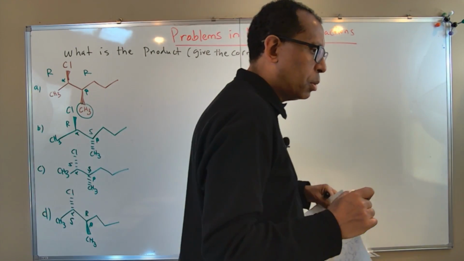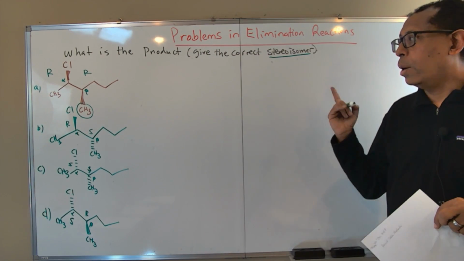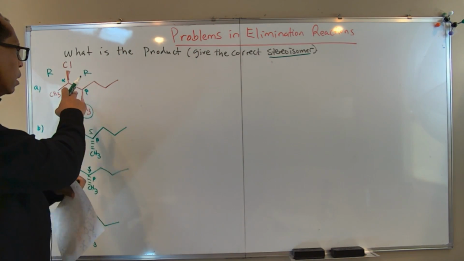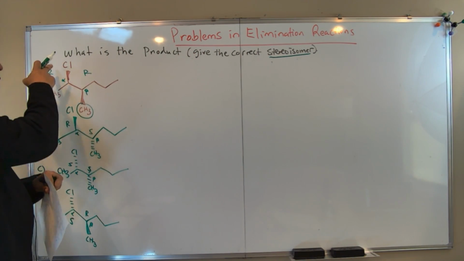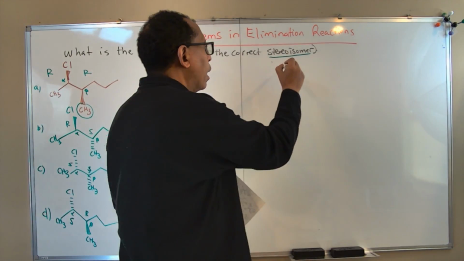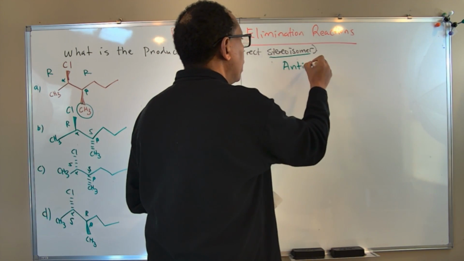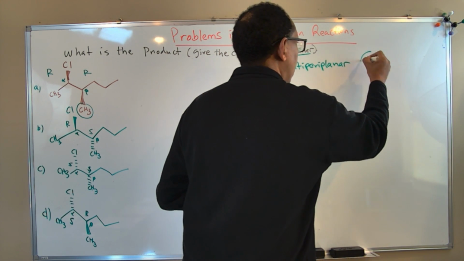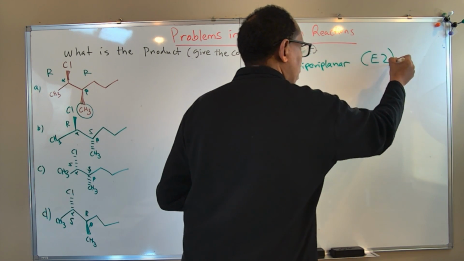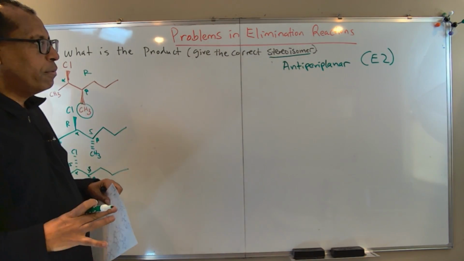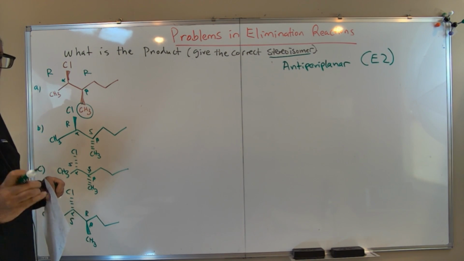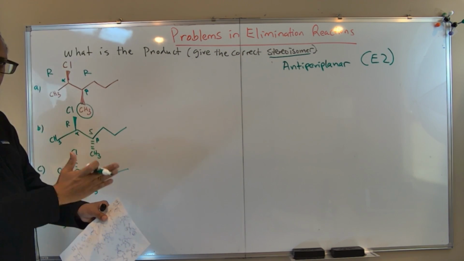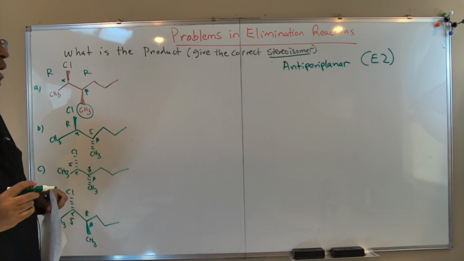Another concept: the reason why we write the Newman projection is that the hydrogen that would be abstracted and the halide should be anti-periplanar. That means in the E2 reaction, this is a requirement. The E2 mechanism of elimination needs the hydrogen that would be abstracted and the halide that leaves to be at 180 degrees and on the same plane.